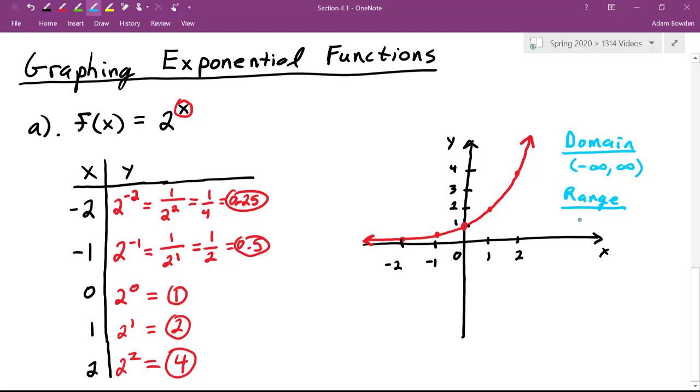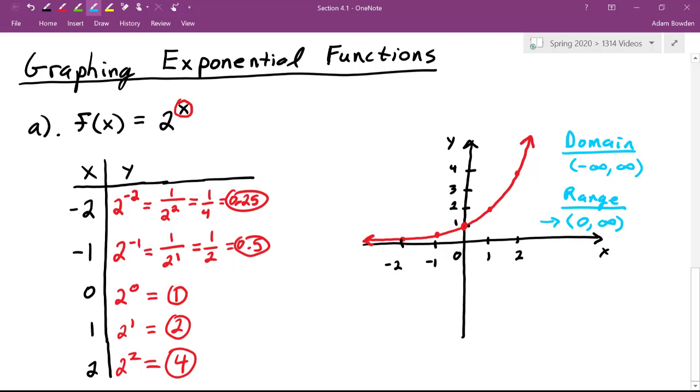The range, however, works along the y-axis, up or down. And this graph is going to keep getting closer and closer, but never quite touch the x-axis. So it's never going to go all the way to 0. So what we'll say is the range is (0, infinity). Notice that I'm using a parenthesis here because we're not going to be able to touch the 0, but just get really close to it.